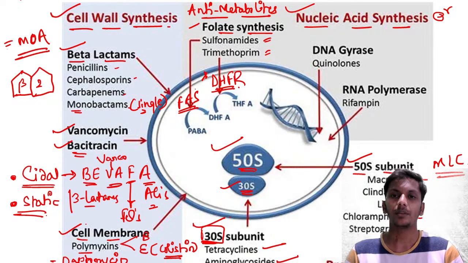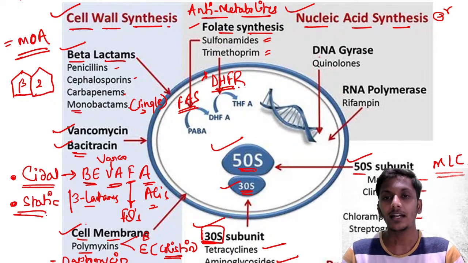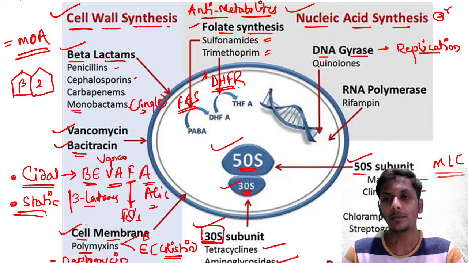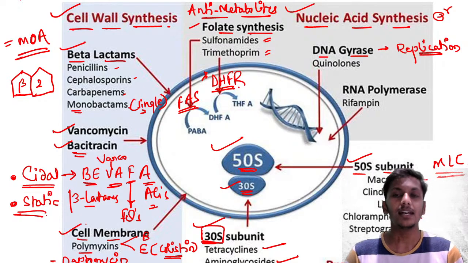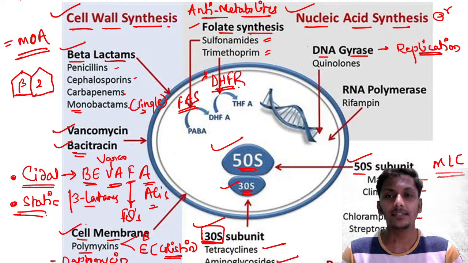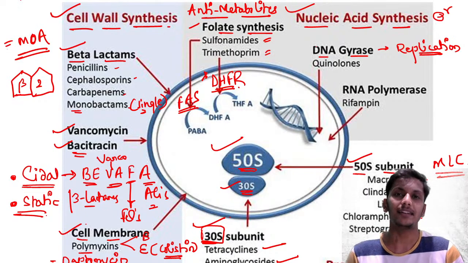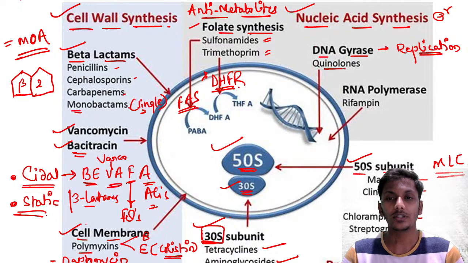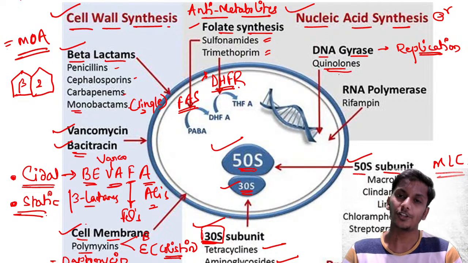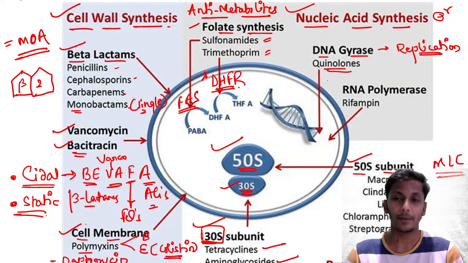Important, remember this. Then another group of nucleic acid synthesis inhibitors are DNA gyrase inhibitors. Please remember, DNA gyrase is an enzyme which helps in replication. So once this DNA gyrase enzyme is inhibited, replication would be inhibited, right? The drugs which come under DNA gyrase inhibitors are your quinolones. We'll be discussing quinolones in the upcoming questions.